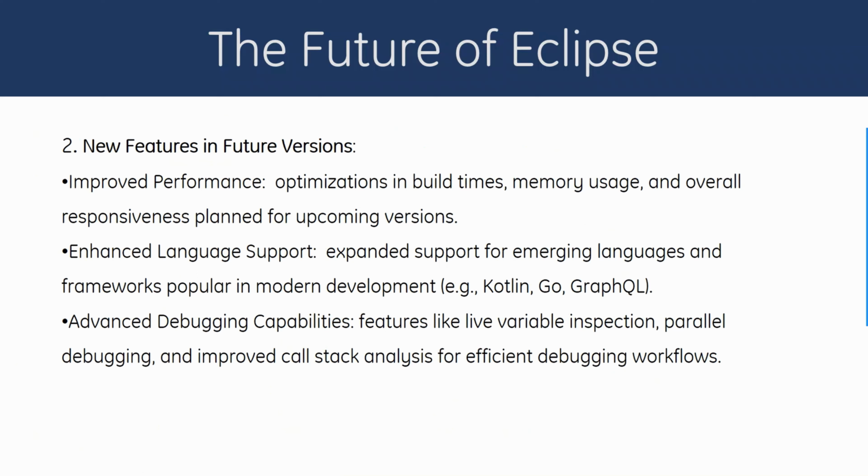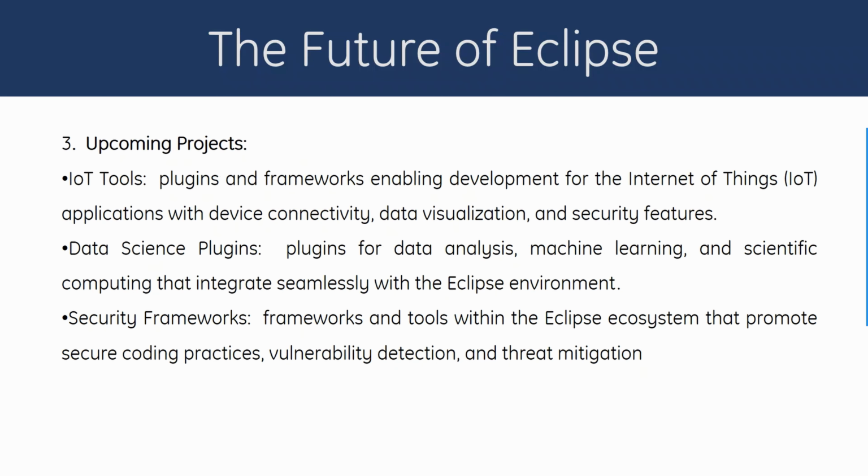Second, we have new features in future versions, which include improved performance optimization: build times, memory usage, and overall responsiveness planned for upcoming versions. Secondly, we have enhanced language support: expanded support for emerging languages and frameworks popular in modern development, for example Kotlin, Go, GraphQL. And thirdly, we have advanced debugging capabilities: features like live variable inspection, parallel debugging, and improved call stack analysis for efficient debugging workflows.